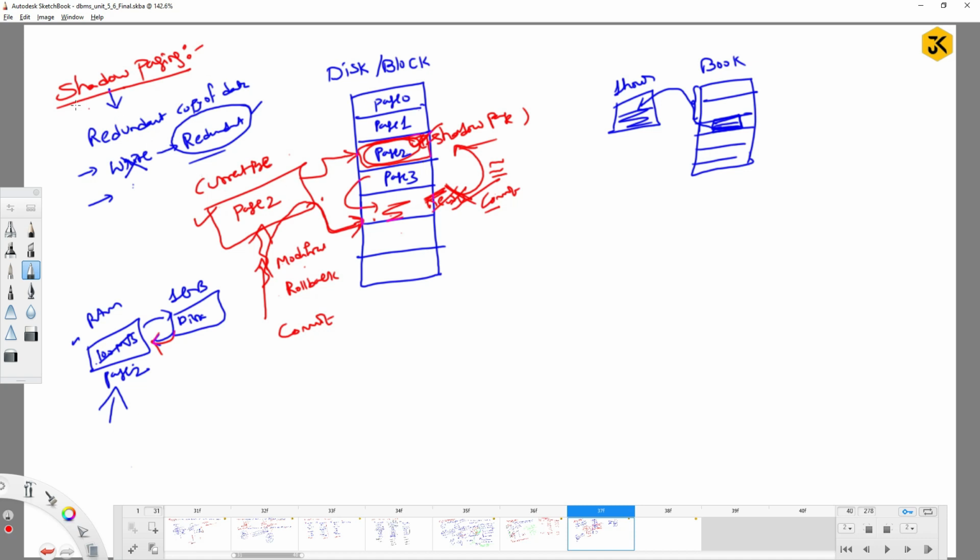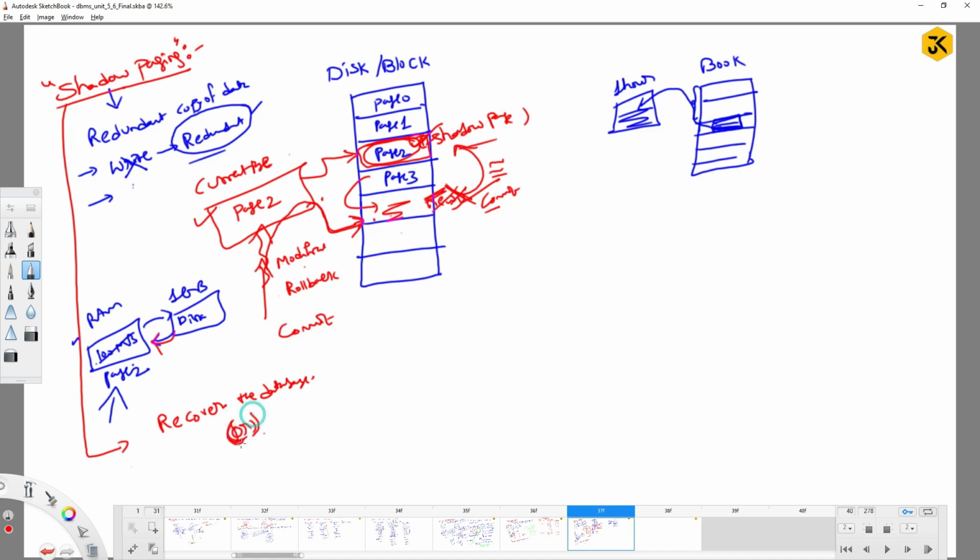So this is the concept of shadow paging. Simply, shadow paging is a technique meant for recovering the database. It is a kind of recoverability technique. At what stage are we going to recover? If something happens by mistake and you want to get back to the older data, then you can get back by using the shadow paging technique.